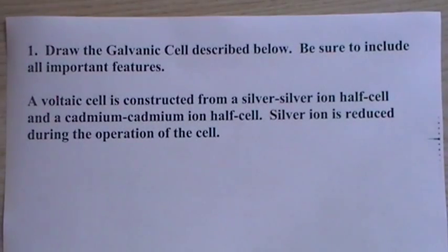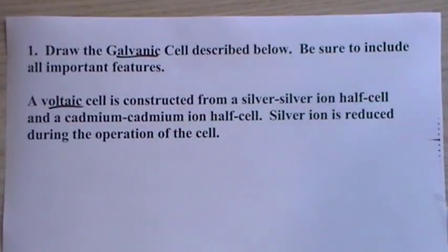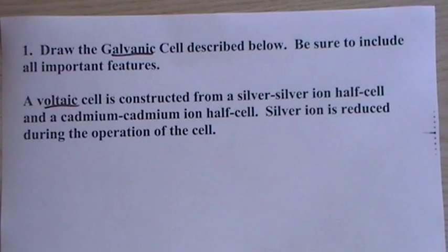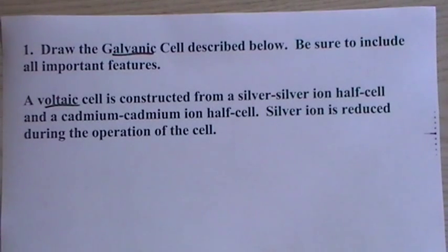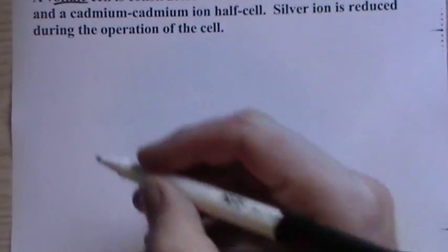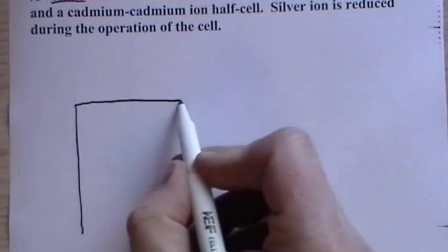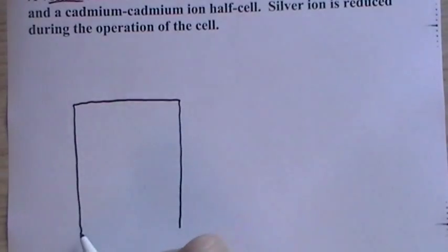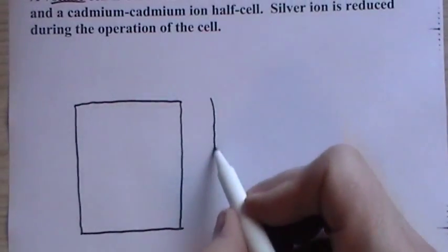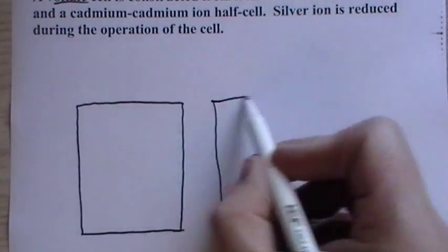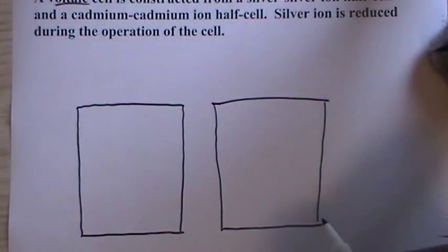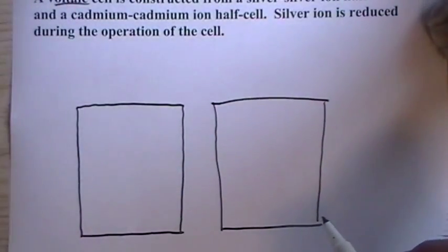A voltaic cell, so same thing, just jumping back and forth, is constructed from a silver ion half cell and a cadmium ion half cell. Silver ion is reduced during the operation of the cell. So what we do, I just draw two containers. You can make them look like beakers if you want. That's what we do in our lab. So we have the container here.